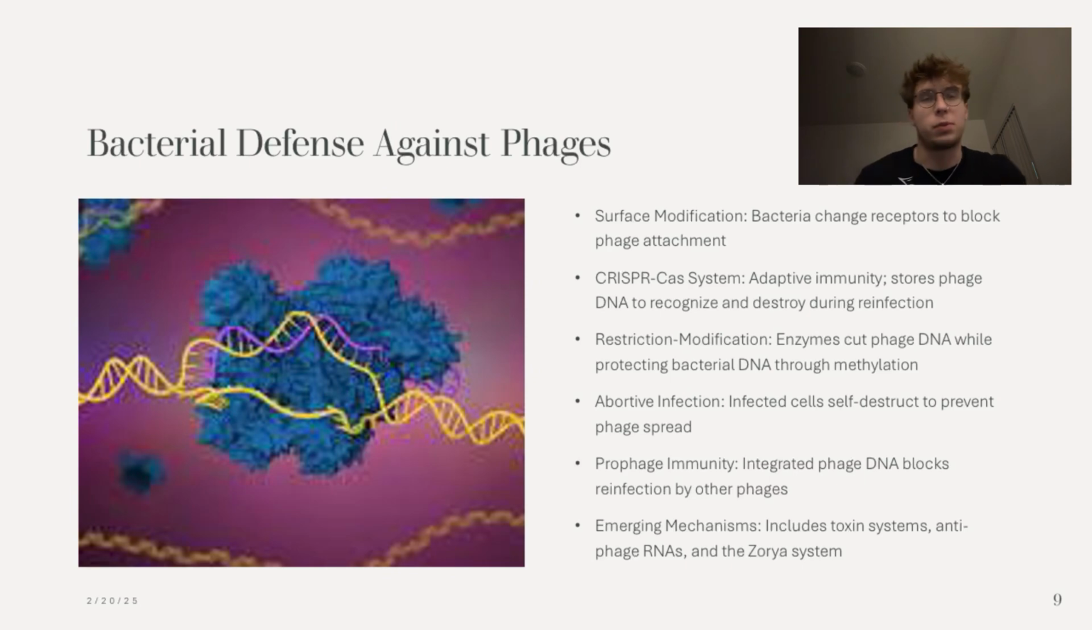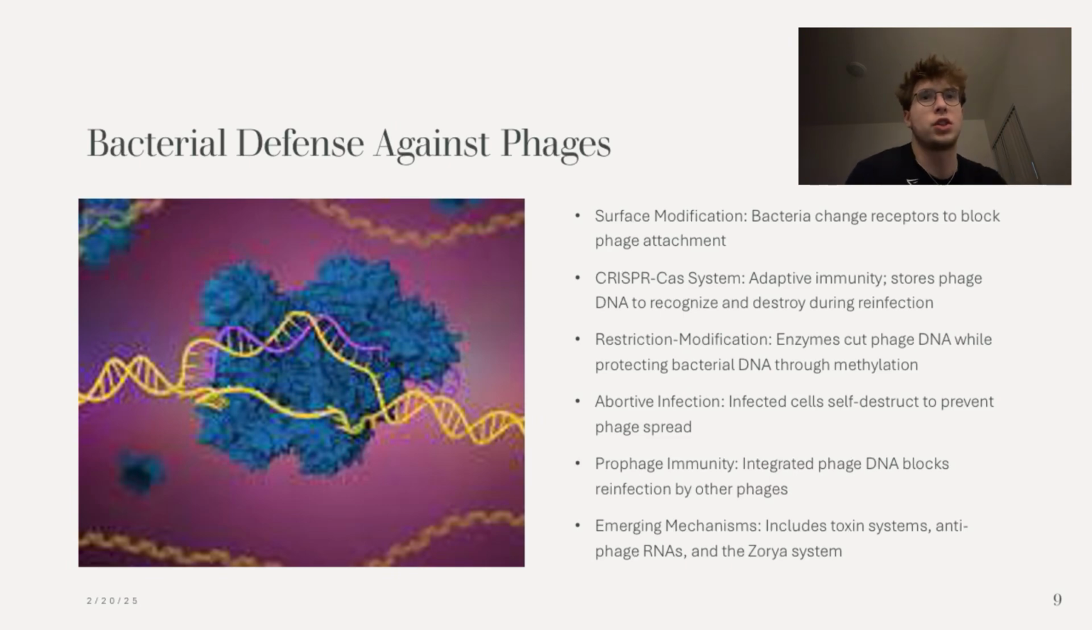Next, we have the CRISPR-Cas system, which is basically adaptive immunity, where bacteria can capture and store fragments of phage DNA in their genome, and then when that same phage attacks again, the system recognizes the DNA and targets it for destruction. And then we have restriction modification systems, which use restriction enzymes to cut up invading phage DNA. Meanwhile, bacterial DNA is protected from these enzymes through methylation, which acts as a molecular shield.